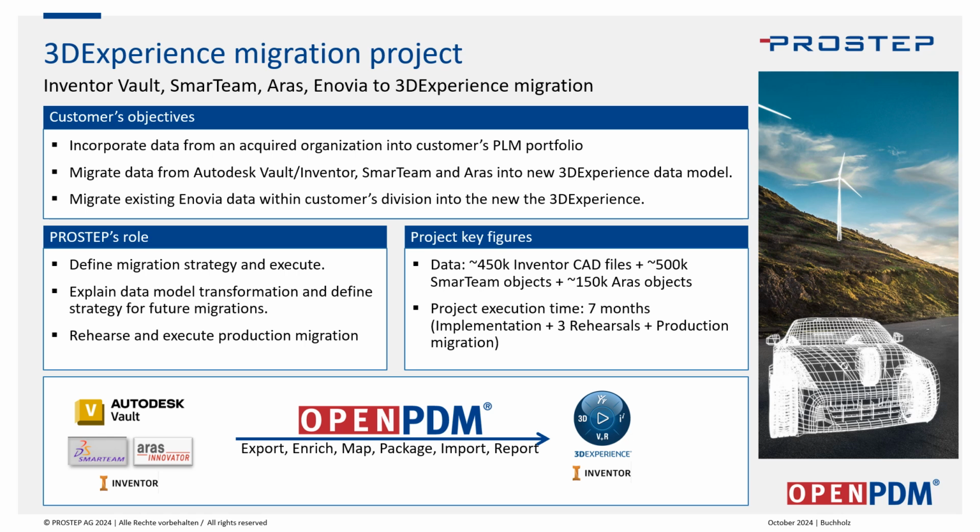So key figures: around 500,000 Inventor CAD files, around 500,000 Smart Team objects, and around 150K ARAS objects. The execution time was around 7 months. So the implementation, I mean implementation of the toolkit, right? The migration pipeline, then also running 3 rehearsals, so full test migrations to check whether everything is going well, including testing with the key users, including a final user acceptance test, and then also the productive migration.